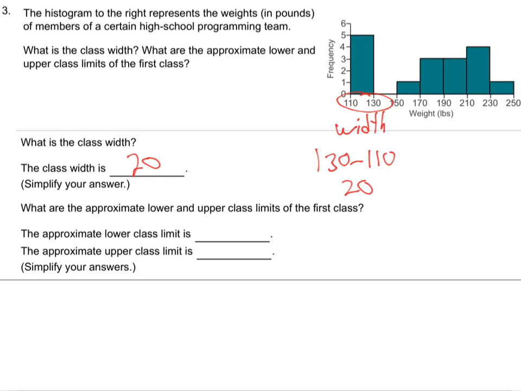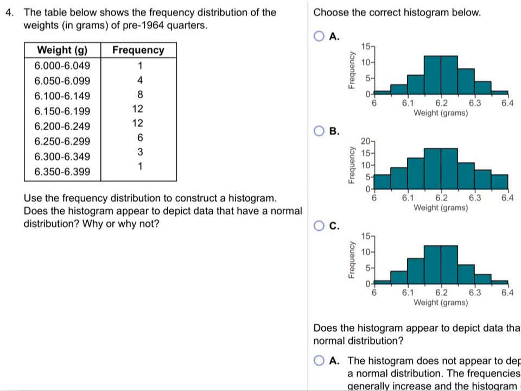What are the approximate lower and upper class limits of the first one? What's the lowest weight up there? 110. And the highest? 250. Making sense? We good there? Just making sure we're comfortable with the basics of doing a bar chart and what the different names are. All right, I'll move on. If you're good with that, this will be on YouTube if I'm going too fast. Number 4, the table below shows the frequency distribution of the weights of pre-1964 quarters.